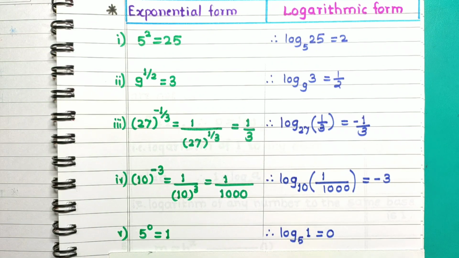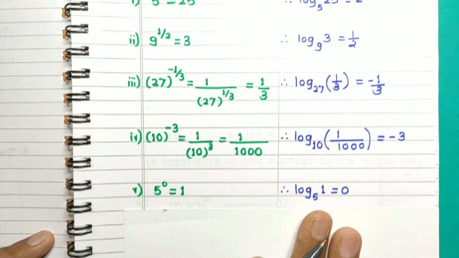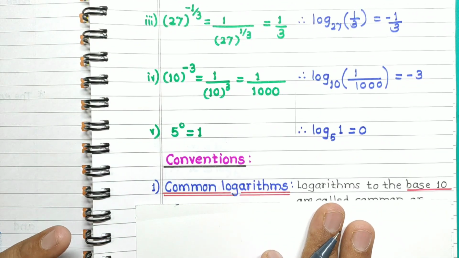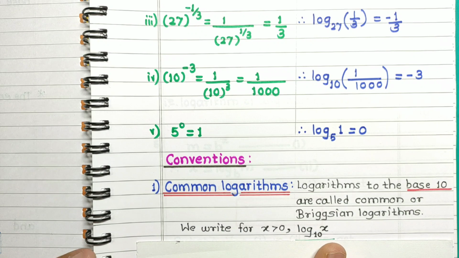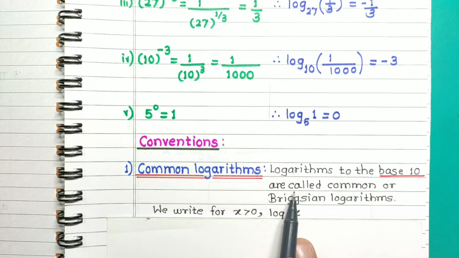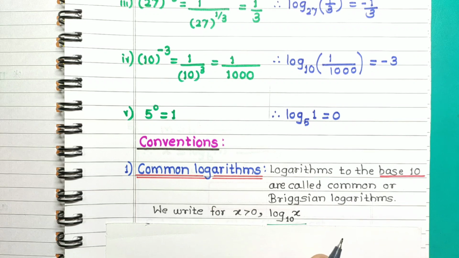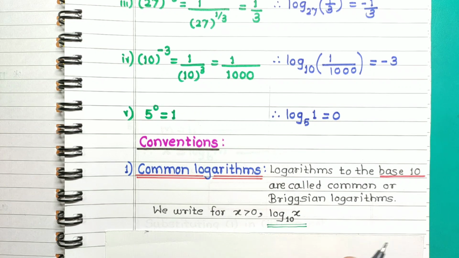Students, there are two conventions regarding logarithms. See what those conventions are. The first one is common logarithm. Logarithms to the base 10 are called common or Briggsian logarithms, and we write for x greater than 0, log of x to the base 10. See the notation, here the base is 10.